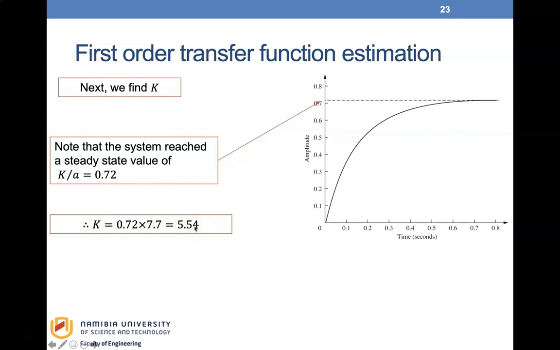Now we have K and we have A, so we can write our transfer function, which will be 5.54 over S plus 7.7. So from a black box, we're able to estimate our system, which means that if you have the plot based on a unit step function, you can use the graph to estimate your system.